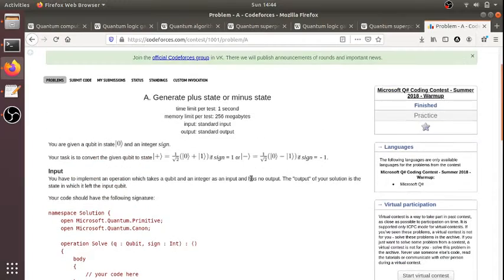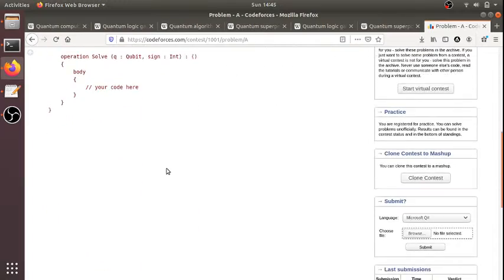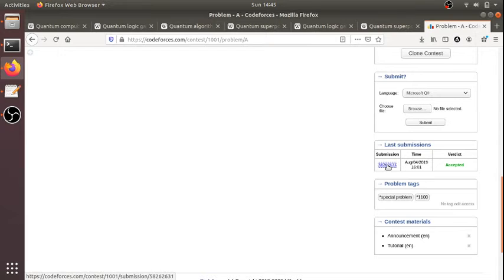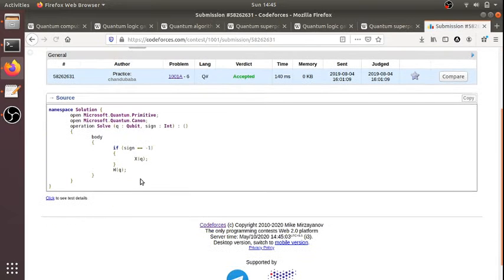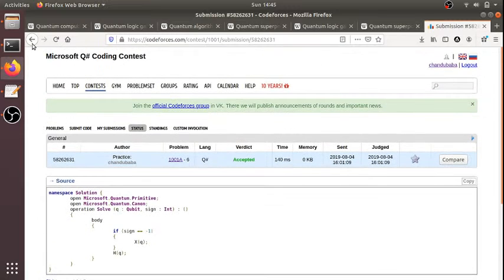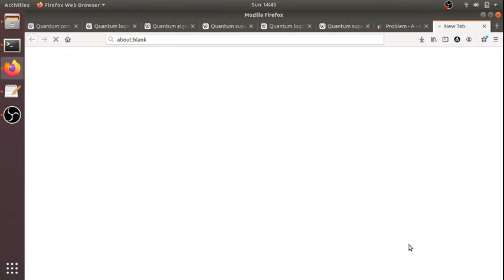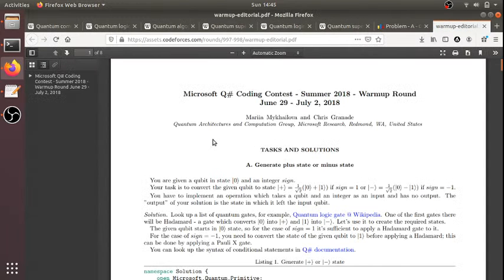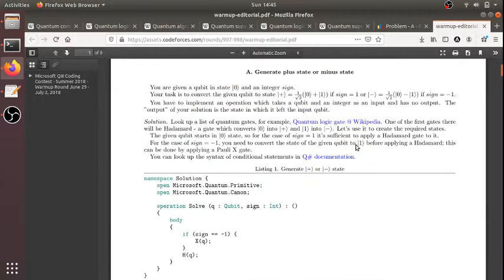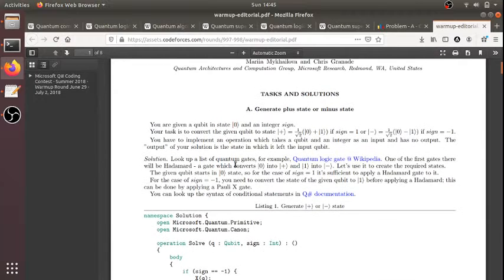Alrighty. Then I become carry. Yeah. What does this mean? If sign is minus, it is X and H. X and H. Where is the tutorial? So this is how to do this. How to, yes. So you are given this solution.